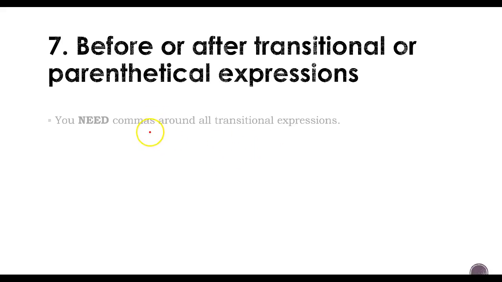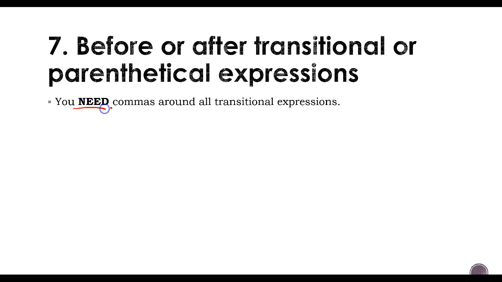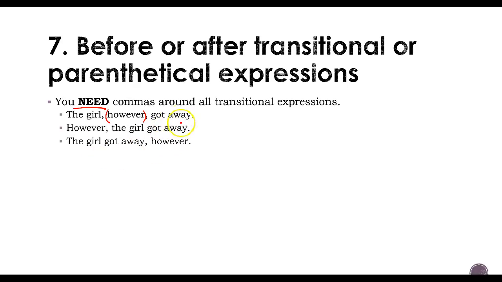So this one is pretty straightforward. You need commas around all transitional expressions or transitional phrases. The girl, however, got away. So the word "however" is a transitional phrase, so we put commas around it. The girl, however, got away. However, the girl got away. The girl got away, however.